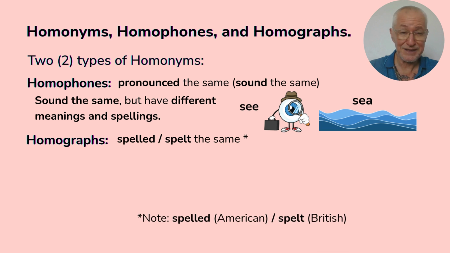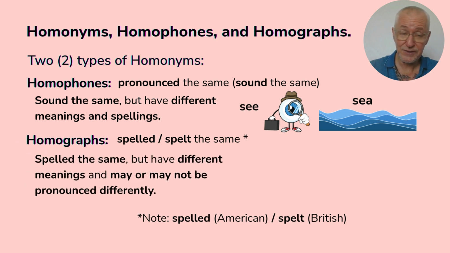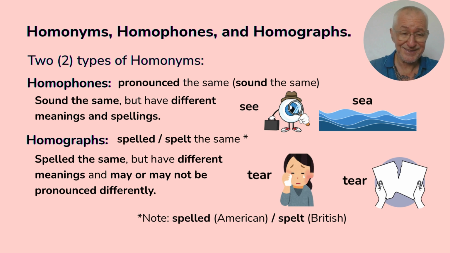you use spelled or spelt. They're spelt the same, so they look the same, but they have different meanings and they may or may not be pronounced differently. So in the example here, tear and tear, they look the same with the same spelling, but they're pronounced differently and have different meanings. So these are homographs.